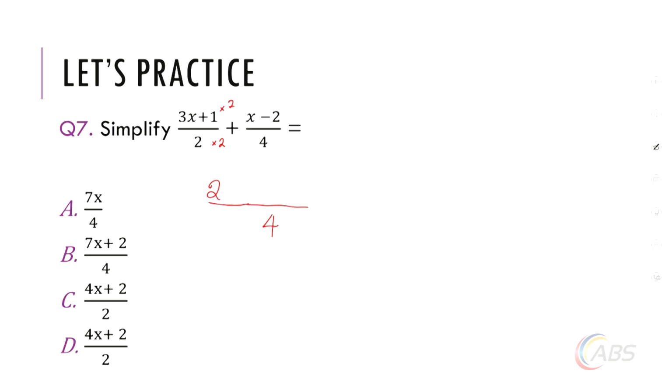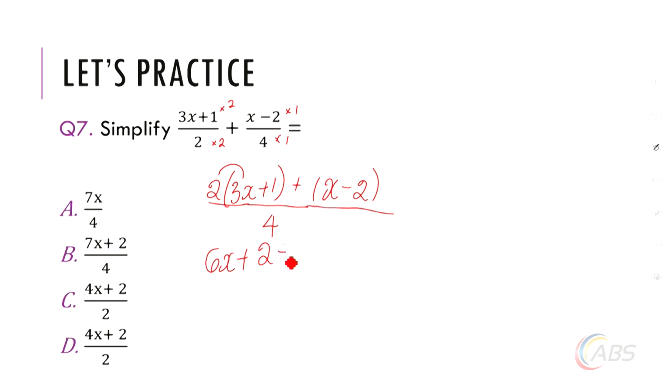So we multiply the denominator by 2 and the numerator by 2. That gives us 2 times (3x + 1), and we're adding it to, and we say 4 into 4 goes 1, so we multiplied by 1, so we just have x - 2, and that's it. Expand the brackets: 2 times 3x is 6x, plus 2 times 1 is 2, plus the rest, x - 2, all divided by 4, and we simplify.